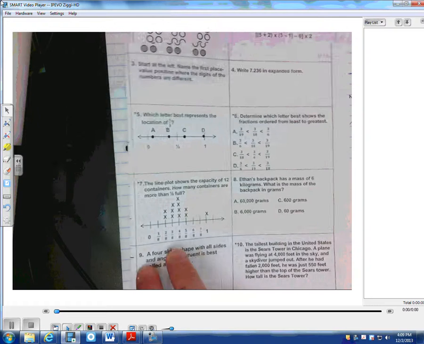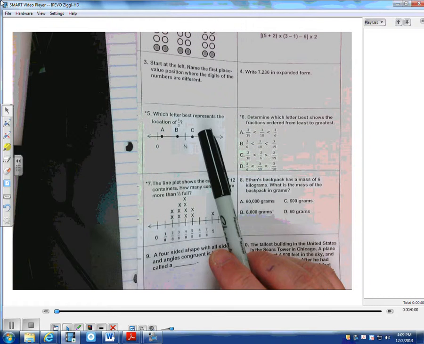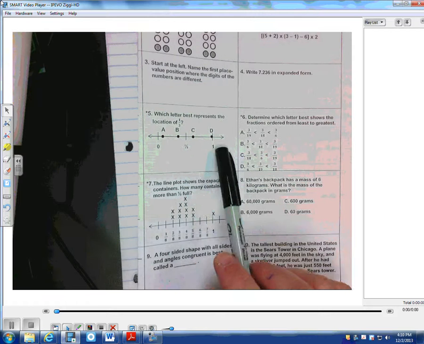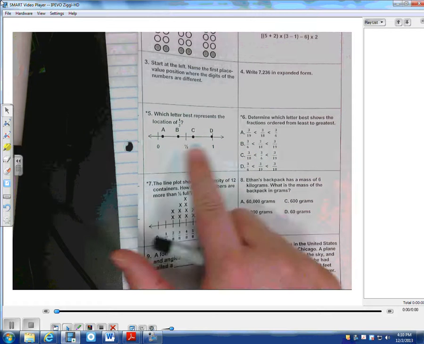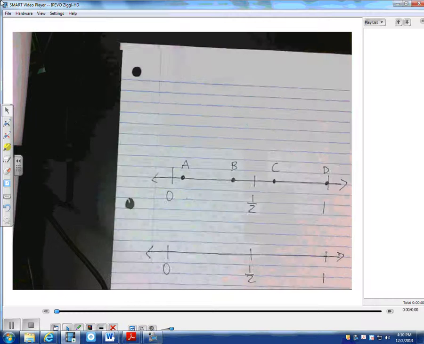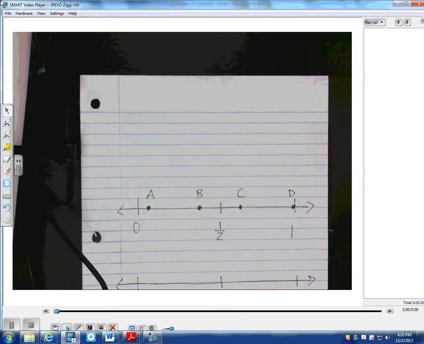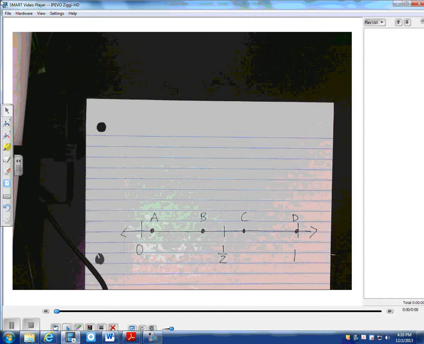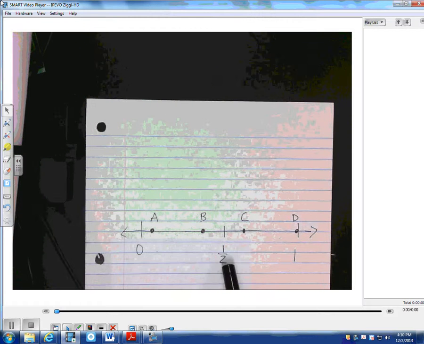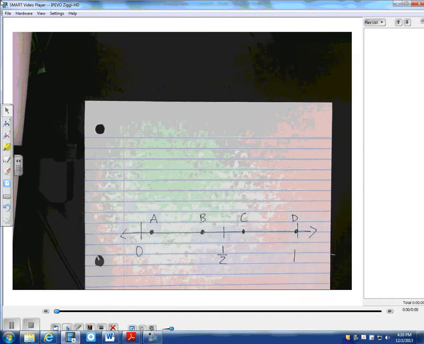It says, which letter best represents the location of 1/3? And they give you a number line with different points on it and some benchmarks. So let's look at this one. Okay, so your paper looks just like this one. So you have 0, 1/2, and 1 as your benchmarks. They have different points on the number line here.